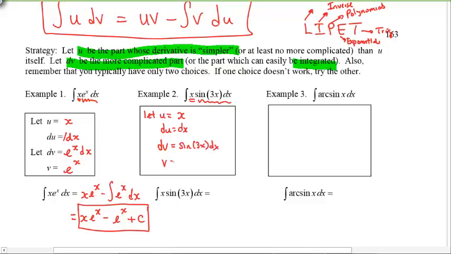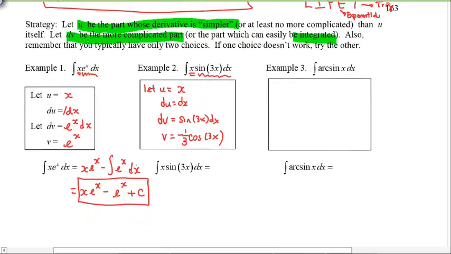And now what's the integral of sine? Yes, you say negative cosine. But remember, you have a 3x there, so you have to remove that factor of 3. You can use substitution, or just remember that I have to put a 1/3 in front. Good. So now that you have all your pieces, you're ready to go ahead and plug it in.